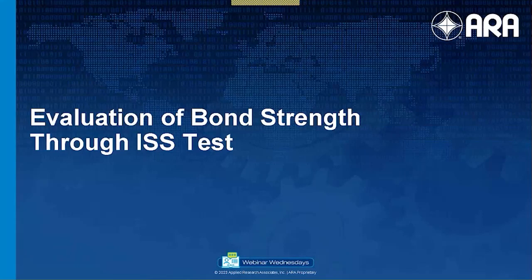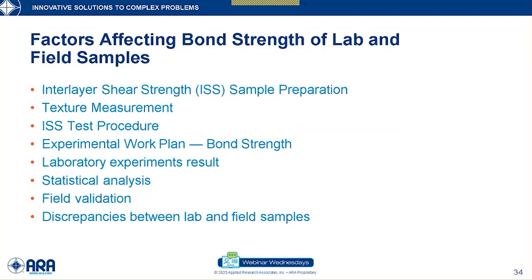So now let's switch gear from tracking to the bond strength side of the asphalt emulsion: evaluation of bond strength through the interlayer shear strength, ISS, test. In this part of the webinar, I'll discuss some factors that affect the bond strength test. At first, I'll start with the sample preparation, how I prepare samples for this interlayer shear strength test. Then texture measurement, how these ISS tests work, the experimental work plan, the laboratory testing I did, some statistical analysis I performed, the field validation, and finally some discrepancies between lab and field samples.